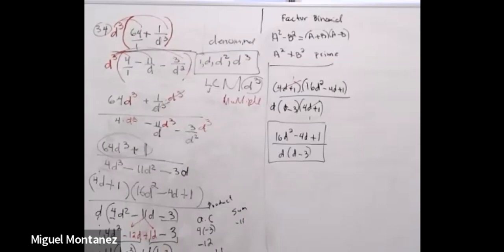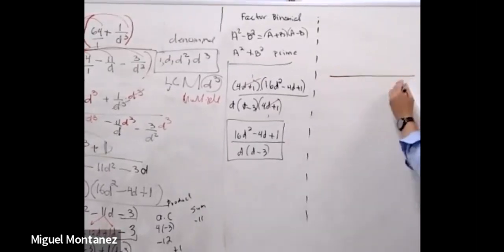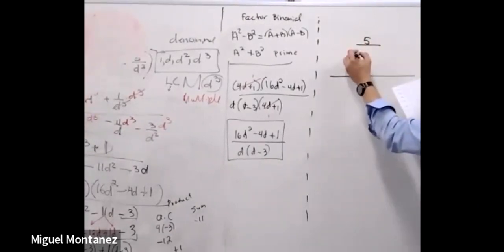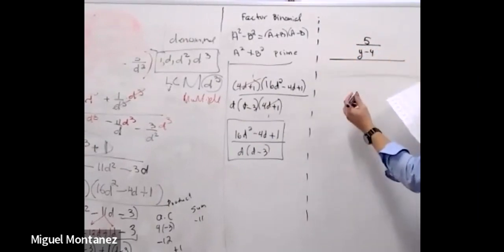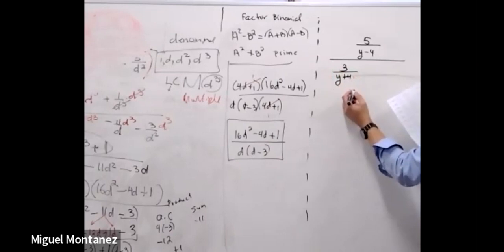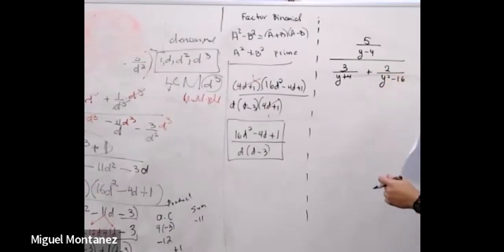Should we do another complex fraction? I'm not going to use the one on the review because it's very similar to this one. So let's erase this one. Bring it here so that way you have this. Let's try this other one. It's 5 over y minus 4, over 3 over y plus 4 plus 2 over y squared minus 16.